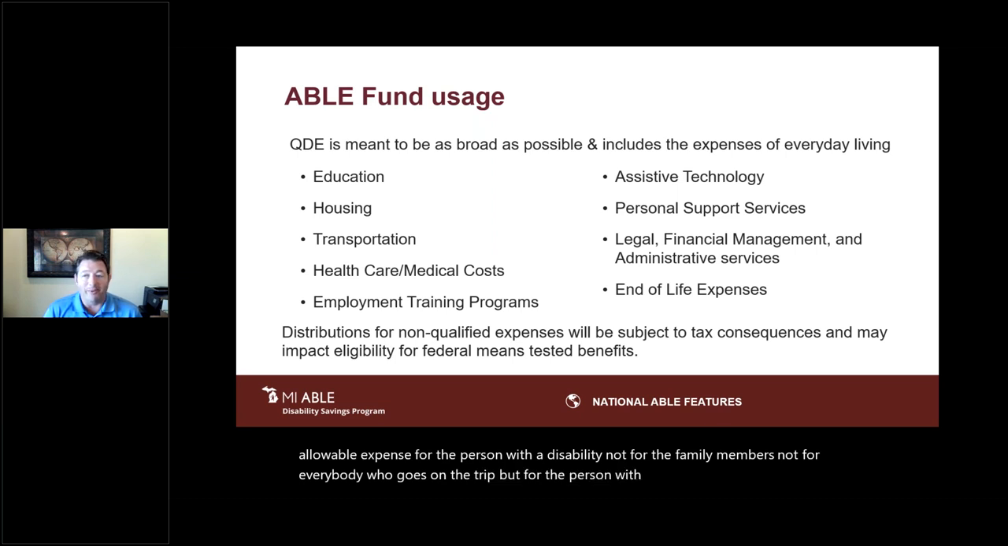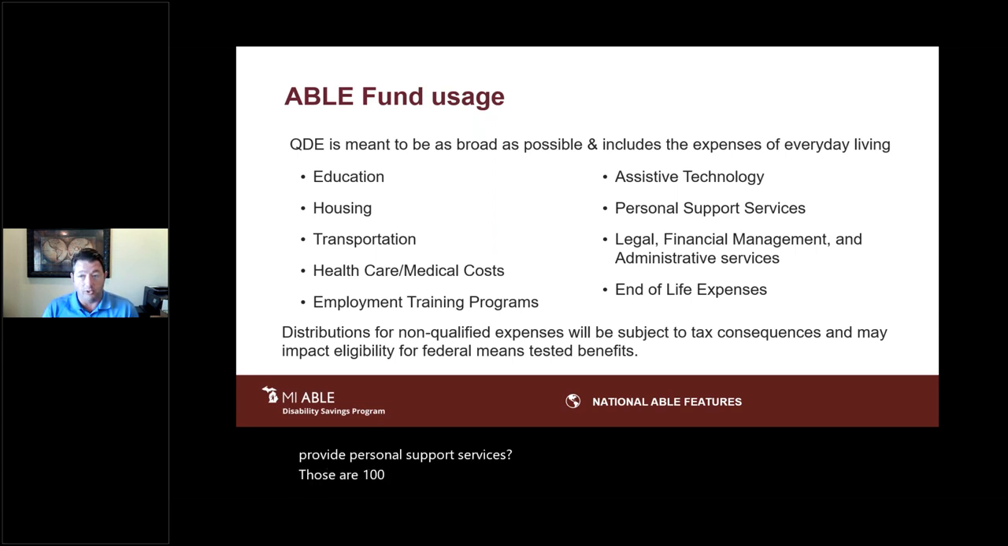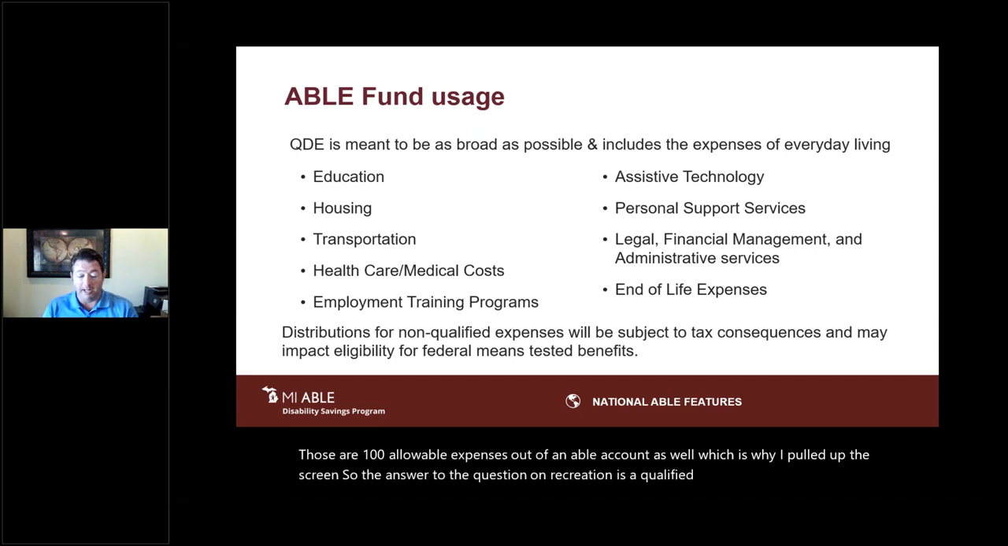The next question that I get when I mention that is, what if we have to pay someone to come assist, someone to provide personal support services? Those are 100% allowable expenses out of an ABLE account as well, which is why I pulled up the screen. So the answer to the question on recreation is a qualified yes. That is an allowable expense.